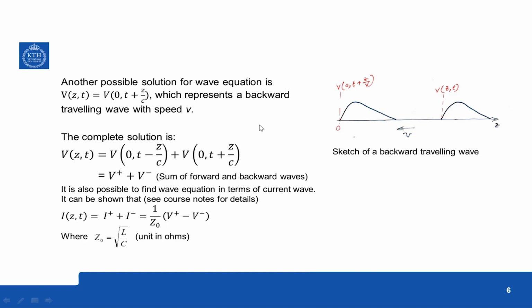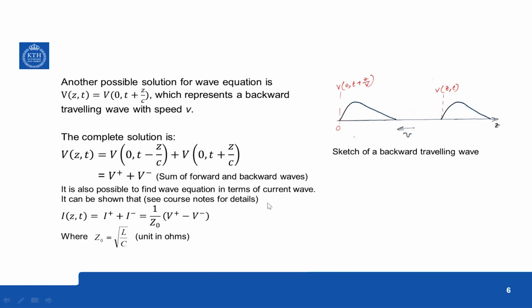Another possible solution for the wave equation is a backward traveling wave. So you can say that the wave that is present at z would be traveling backwards. So if it is a backward traveling wave, this kind of represents the reflection in transmission lines that we will see later. So it is t plus z by v. So the total solution will be the sum of the forward traveling wave and the backward traveling wave. So we denote that by the symbols plus and minus in the superscript.